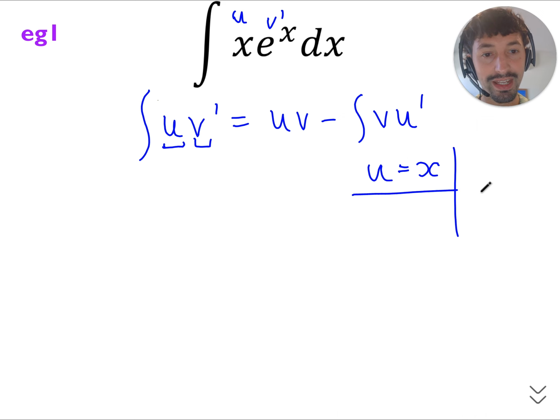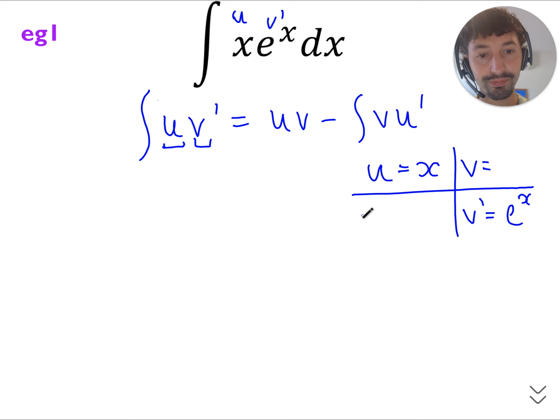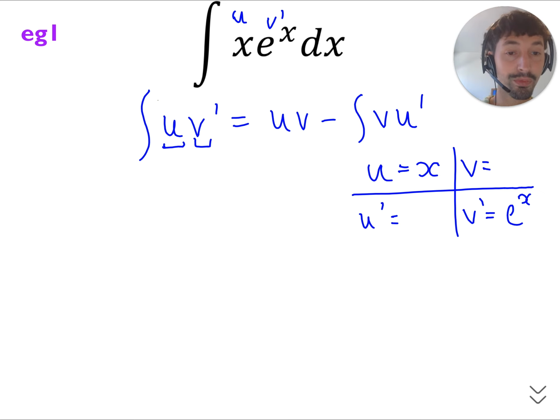Now the difference here is we don't actually know what v is. We know what v dash is, which is down here. So if I say v dash is equal to e to the power of x, now to apply the technique, we actually just need to find these missing functions. So it's a bit like product rule, except we need to work backwards to find this one.